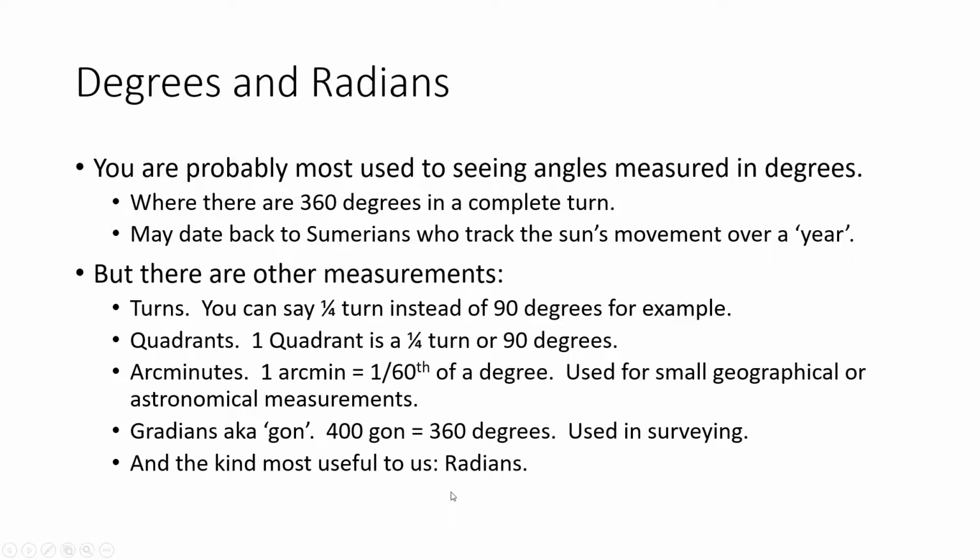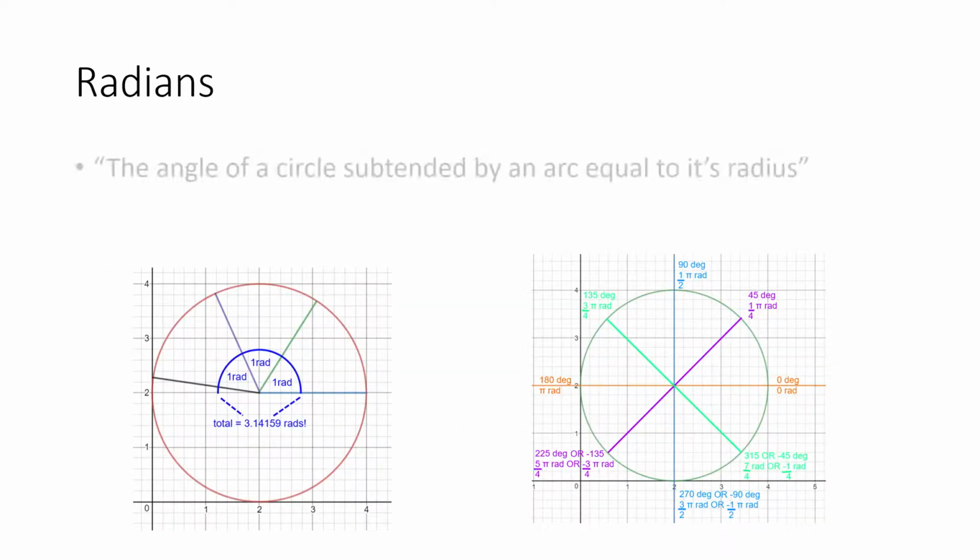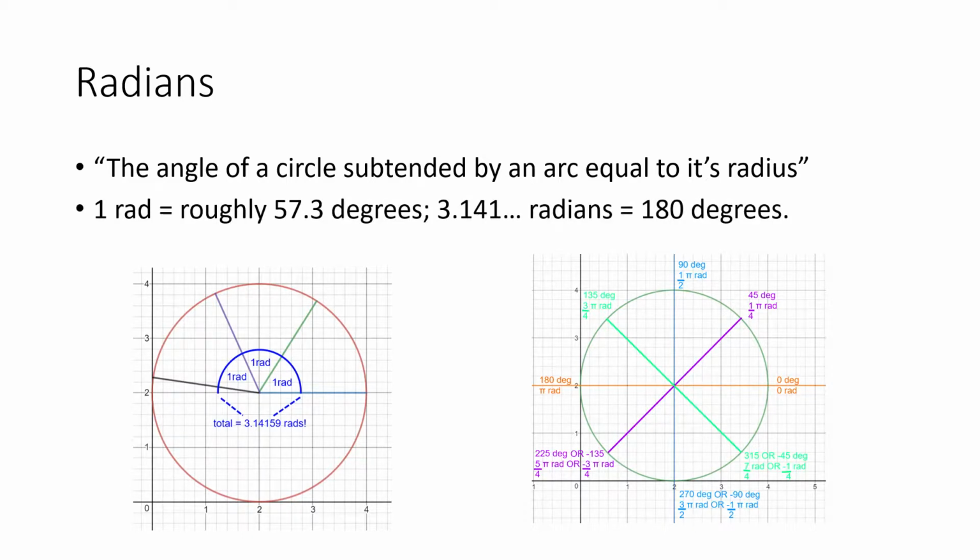I think I have mentioned radians in passing once or twice already. So a radian is the angle of a circle subtended by an arc equal to its radius. If that sounds like gobbledygook to you, let me explain. But before I do, one radian is roughly 57.3 degrees, and 3.141, or pi in other words, radians, is exactly 180 degrees. And why is that?